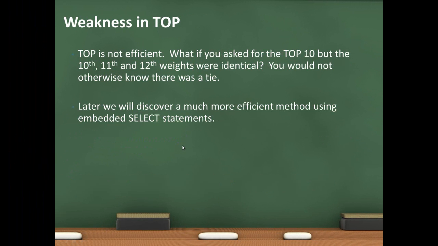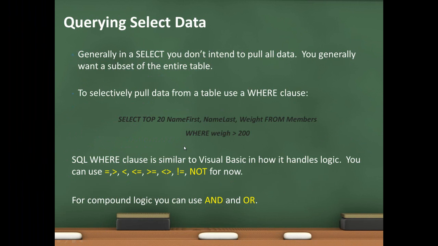Okay, this slide talks a little bit about the weakness in the top, and what if there are identical matches? How do you deal with it? We'll come back to that one a little bit later when we start talking about aggregate functions. Now let's start getting into some power use.